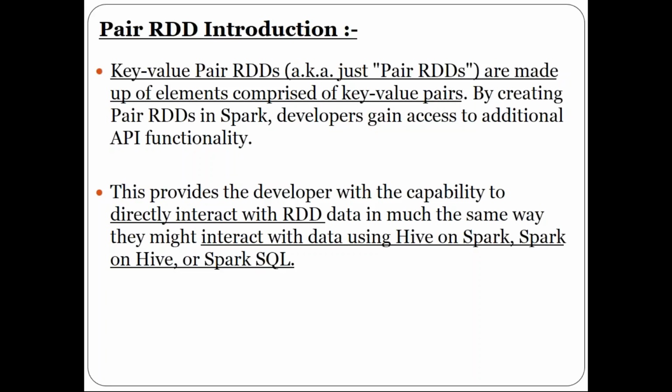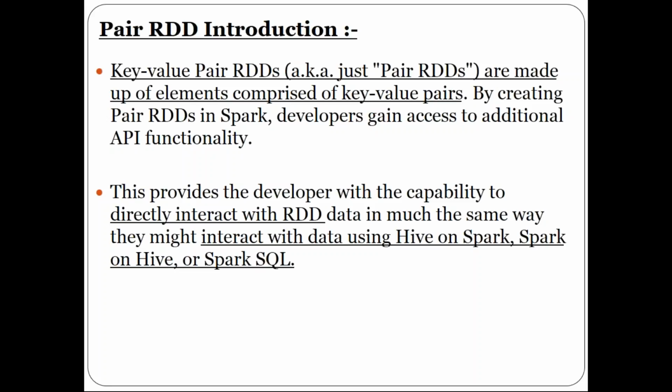By creating pair RDDs in Spark, developers gain access to additional API functionality. Okay, that is key-value pairs. Now, I repeat the statement again. Key-value pairs, which are also called pair RDDs, are made up of elements comprised of key-value pairs. By creating pair RDDs, which is nothing but key-value pairs, developers can have the accessibility of using other APIs as well.